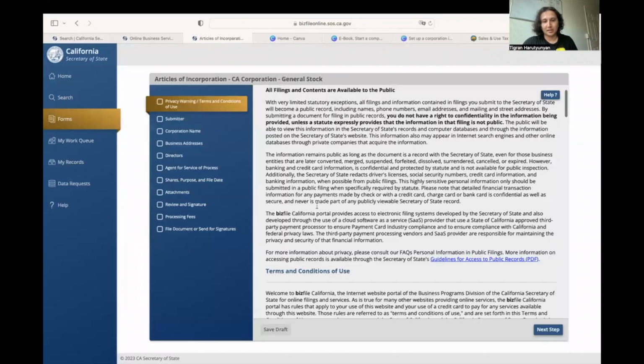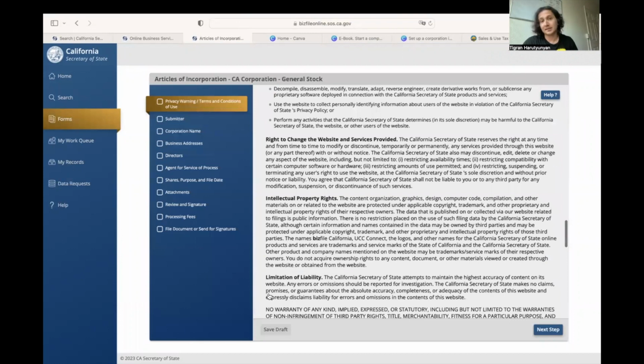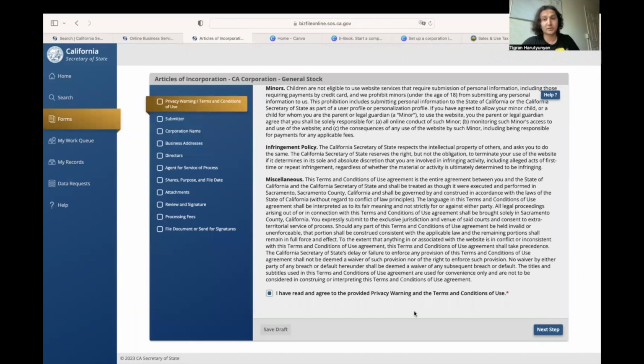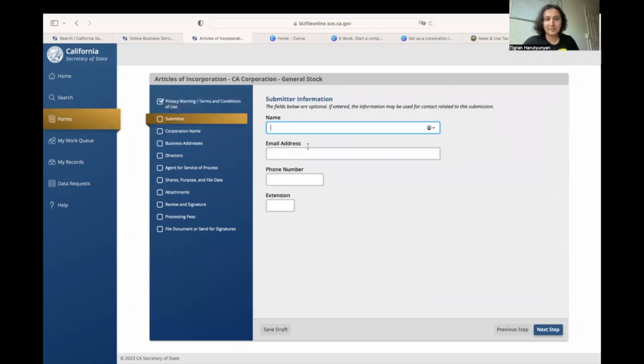Now, this is just a privacy disclosure. It basically tells us that most of the information will be available online. Going to the next step, this is the submitter. So I'm filing the company, so I'd be putting my information. I'm just going to leave it blank, but whoever is filing will put his or her information here.